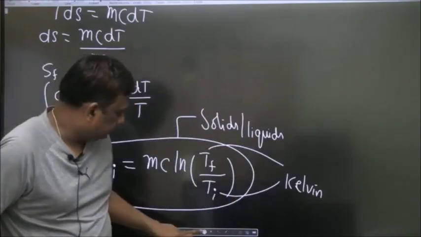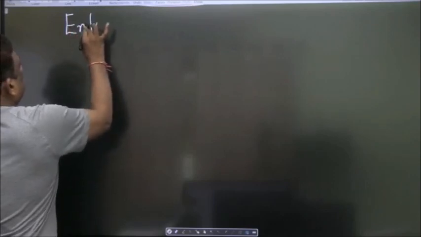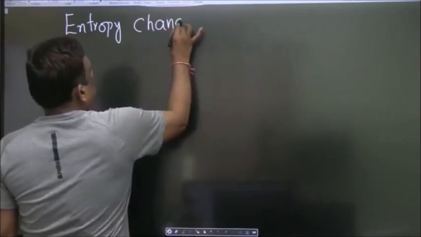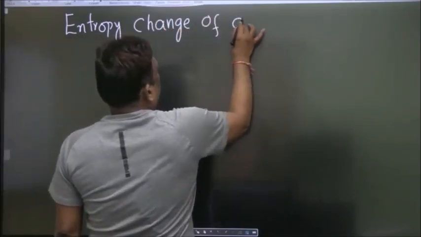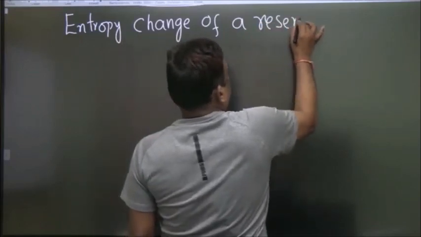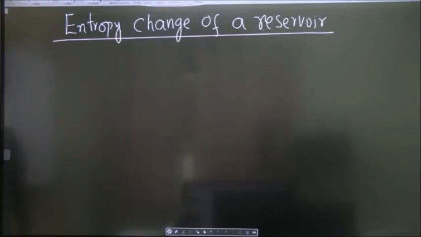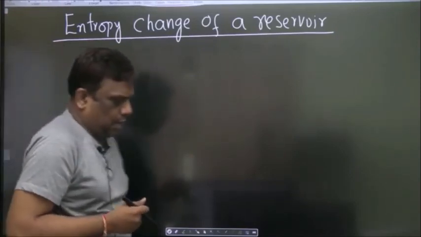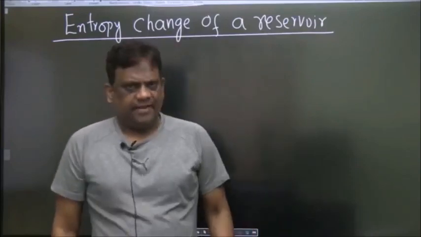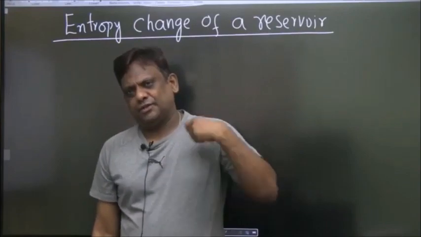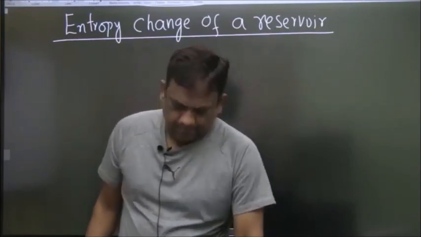Now let's go to the entropy change of a reservoir. We have two types of reservoirs, source and sink. Let us try to find out the entropy change for the source and the entropy change for the sink. No problem. Look at it.